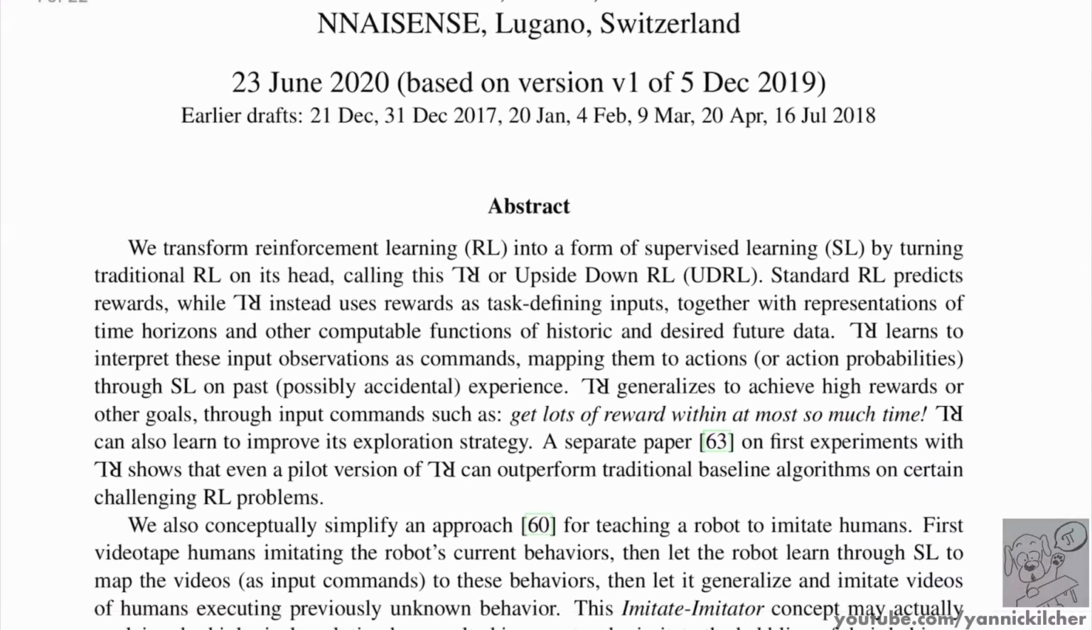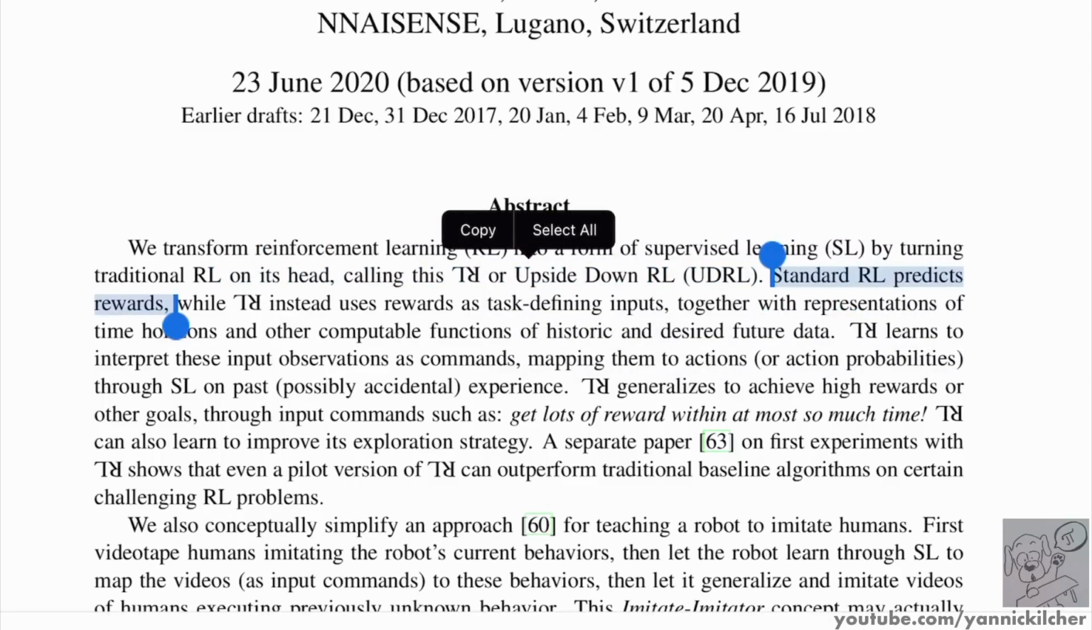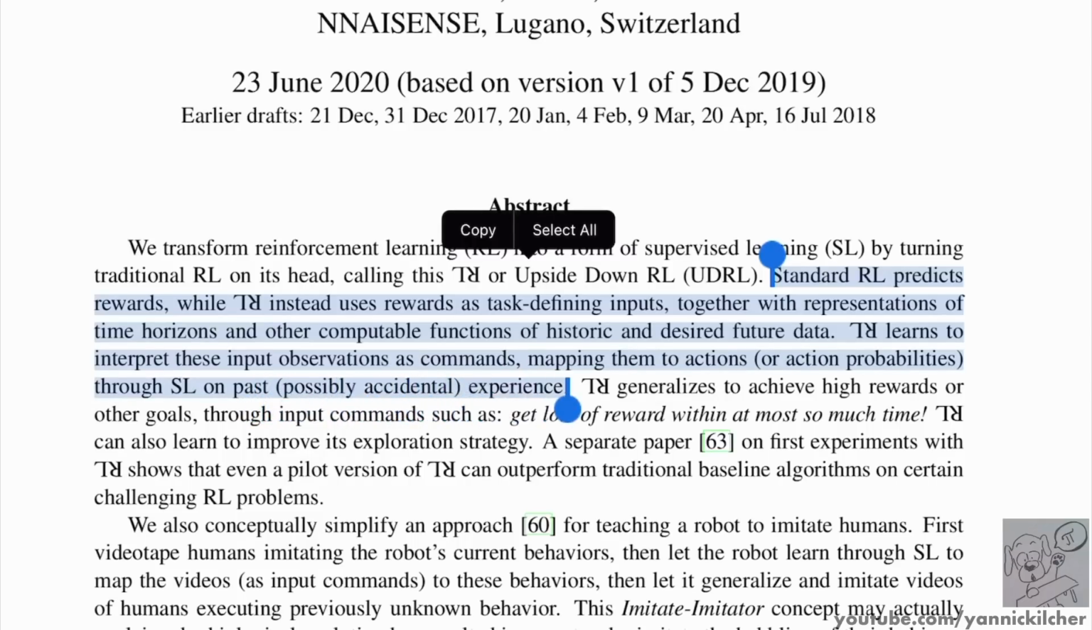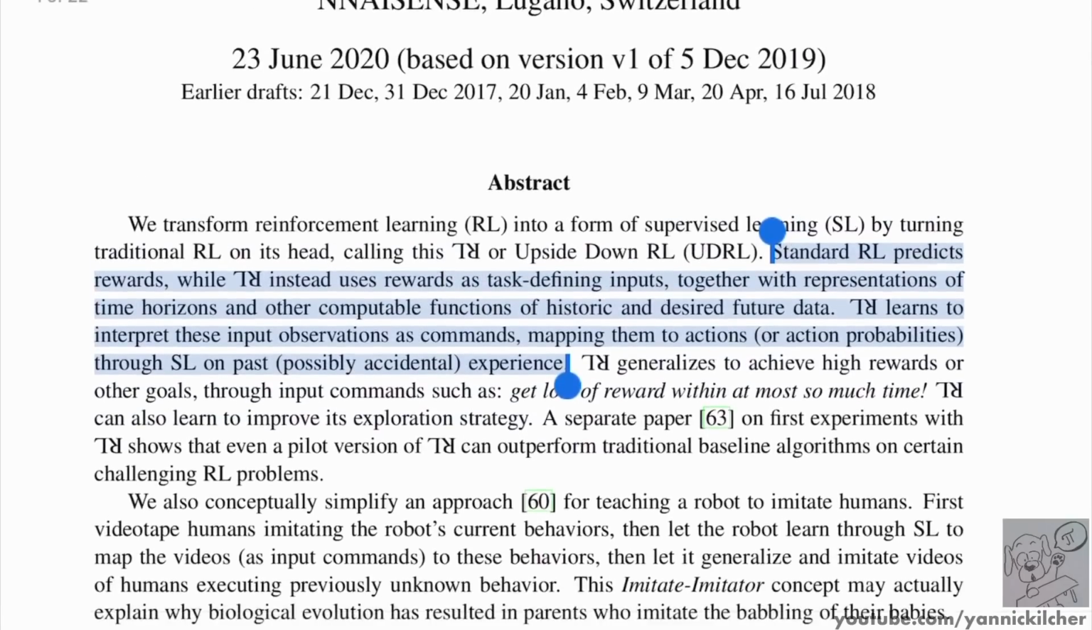I've actually made a video on upside down RL. They say standard RL predicts rewards, while this instead uses rewards as task-defining inputs, together with representations of time horizon and other computable functions of historic and desired future data. It learns to interpret these input observations as command, mapping them to actions through supervised learning on past, possibly accidental experience. Okay, so this isn't by accident.